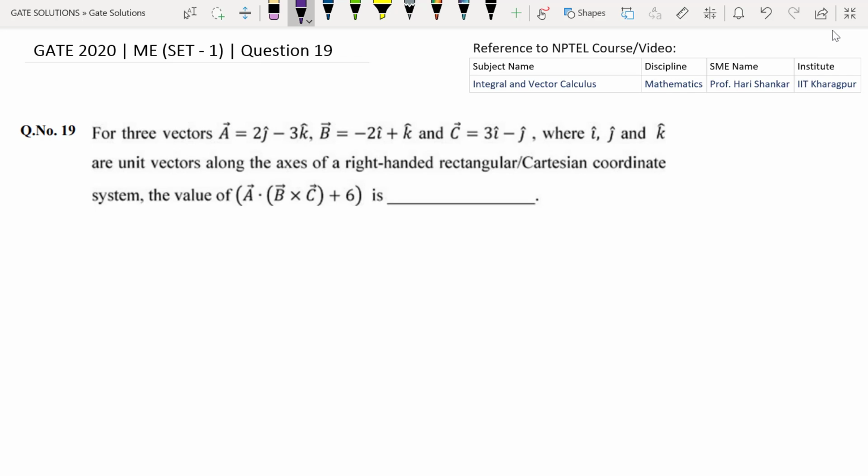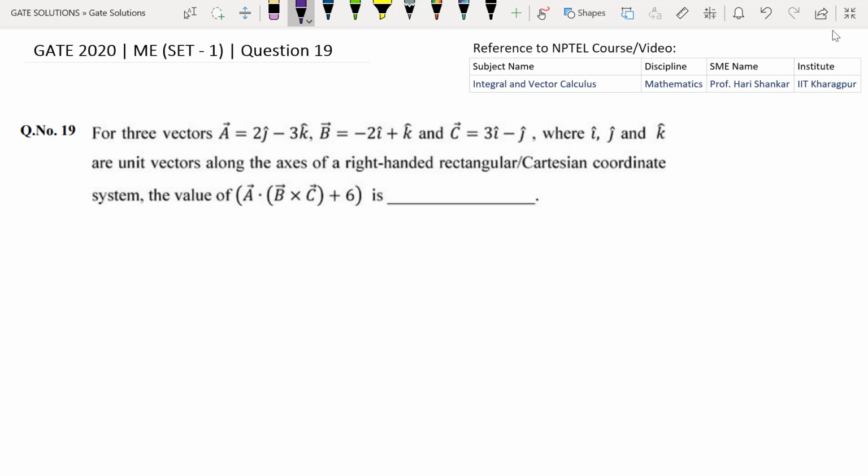Hello, today we will solve question number 19 from GATE 2020 Mechanical Engineering Set 1 paper. The question is, for the three vectors A vector, B vector and C vector, where i hat, j hat and k hat are the unit vectors along the axes of a right-handed rectangular coordinate system, the value of A vector dot B vector cross C vector plus 6 is.